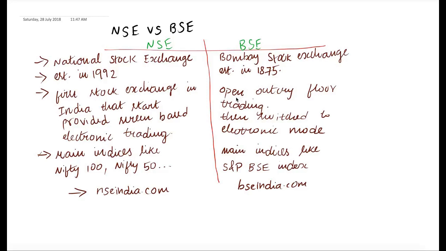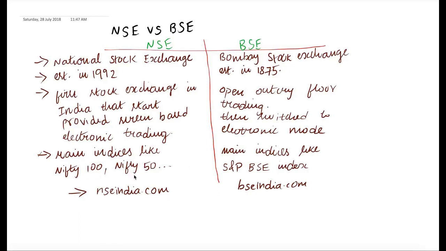Whereas in BSE, they initially started with open outcry floor trading, where people bid and asked for the share price in manual mode. Then they switched to the electronic mode. That's the reason BSE is a traditional, old-fashioned stock exchange in India that is respected by many people in the world, because it was established in 1875 itself. And these are the main indices in NSE: Nifty 100, Nifty 50, and there are some other indices also.